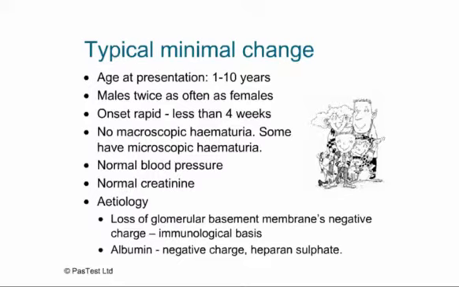What causes minimal change disease? This isn't terribly well understood, but there's felt to be an immunological basis to a loss of the glomerular basement membrane's negative charge. So what would happen in health is that the GBM, the glomerular basement membrane, which is negatively charged, repels the albumin molecules, which are similarly negatively charged. But something happens to the heparan sulfate portion of the glomerular basement membrane in minimal change disease. It loses its negative charge, and the albumin molecules are able to pass very readily through the glomerular basement membrane and spill in vast quantities into the urine.